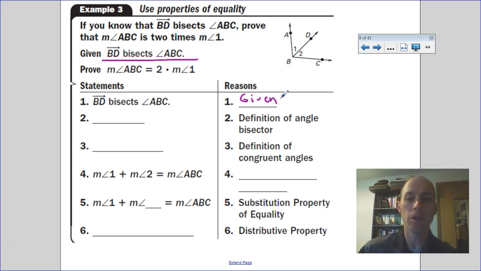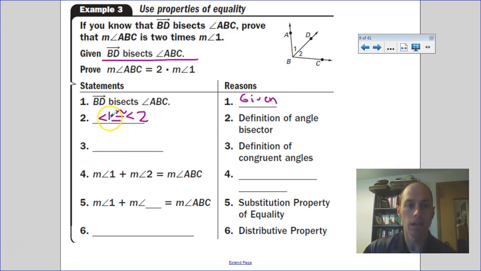Next, what do we know about angle bisectors? If it's an angle bisector, we know that these two angles have to be congruent. So angle 1 is congruent to angle 2. And why do I know that? Well, that's just what an angle bisector does. So if you know by definition what something is, you can just write down what is true and then state that that's the definition of an angle bisector.